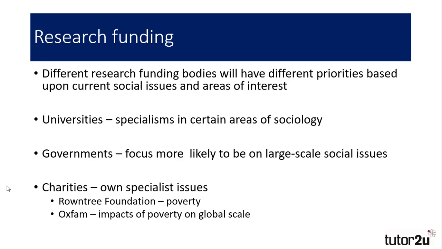A second funding source is the government, and this research is either conducted by research departments within the civil service or by contracting sociologists to conduct research on their behalf. Governments have a tendency to look at large-scale research that has the potential to impact on as many people as possible, and this may limit those wanting to do small-scale research with an underrepresented group in society.